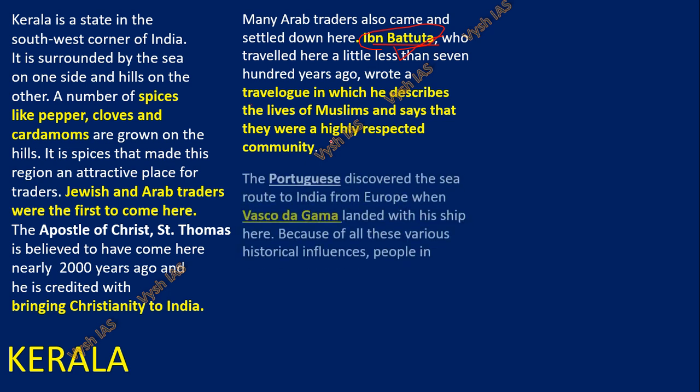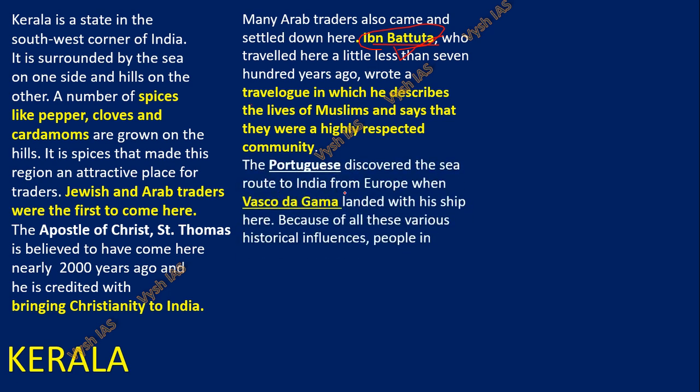Now the Portuguese discovered the sea route to India from Europe when Vasco da Gama landed with a ship here. Again, Kerala is important because Vasco da Gama and the Europeans found India by coming to Kerala only. The exact place in Kerala I know you will know because I have taught it. So he came there, and that is why they also came here and started trade, and later we had the entire British Empire coming up.